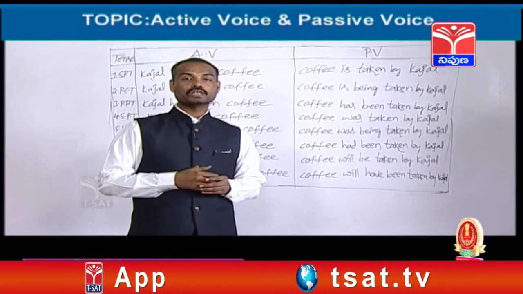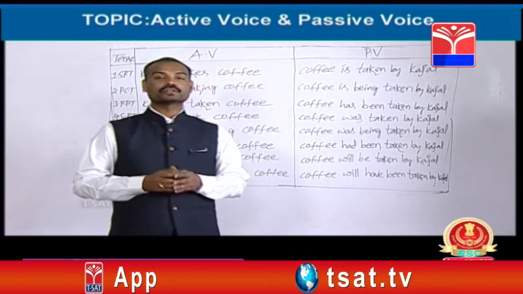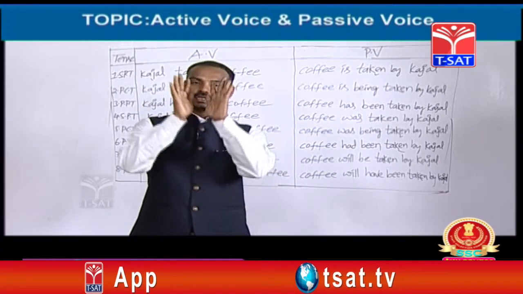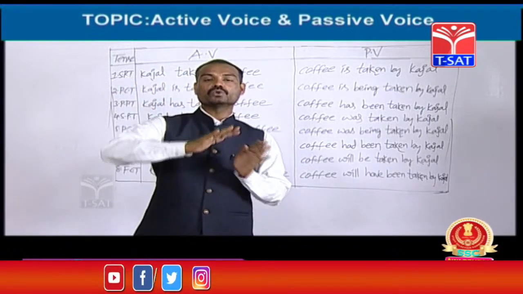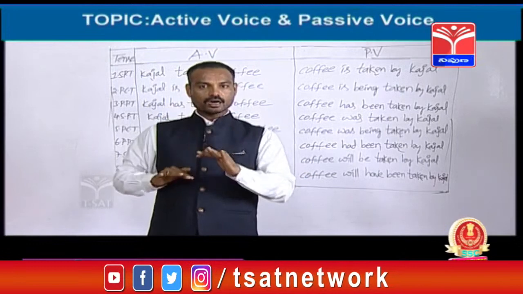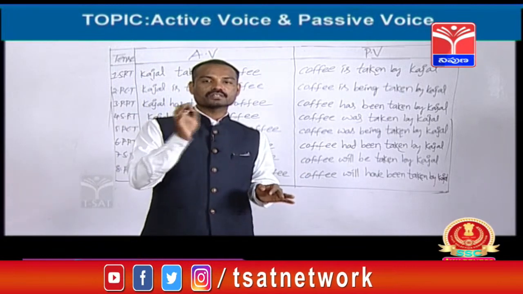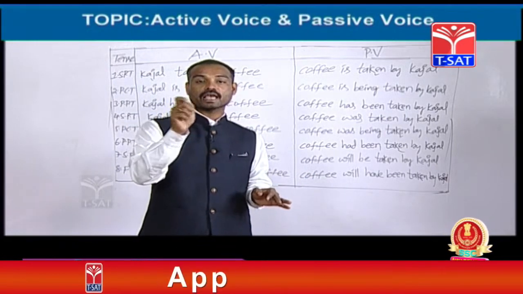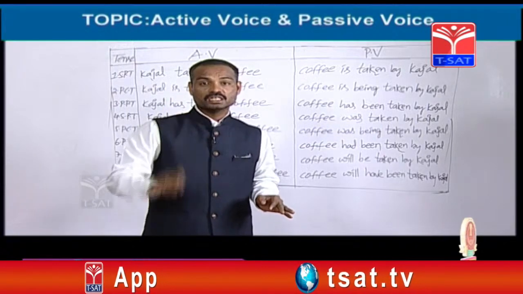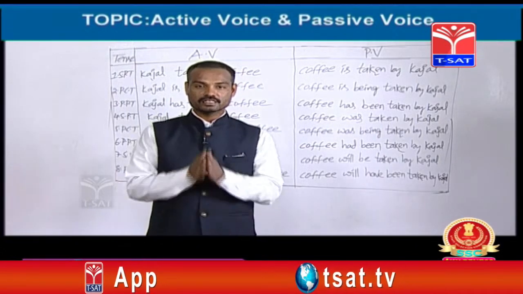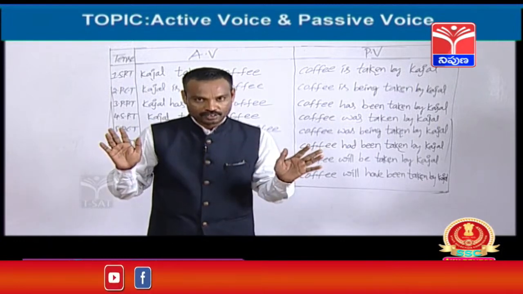Okay, now I am going to tell you the list of helping verbs in English. Friends, in English there are 24 helping verbs. Now I am going to tell you the 24 helping verbs. They are am, is, are, was, were, do, does, did, shall, have, has, had, shall, should, will, would, can, could, may, might, need, ought, dare, used, must. This is the list, my dear friends.